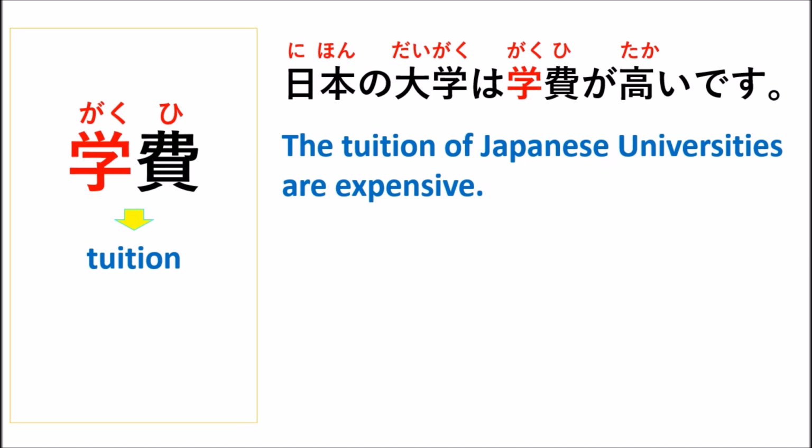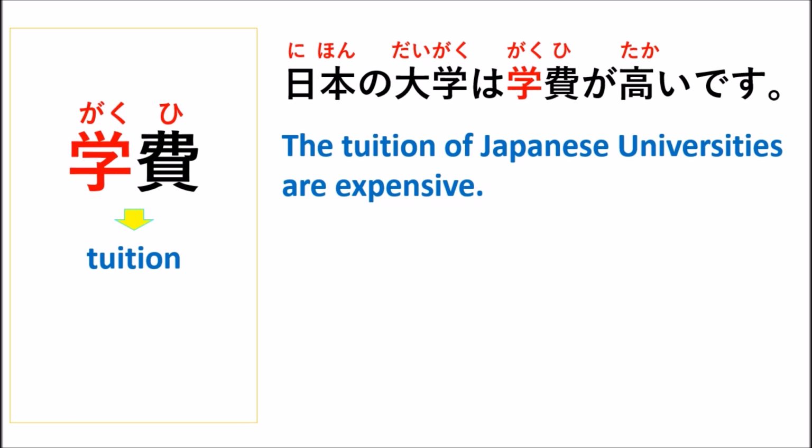Nihon no daigaku means Japanese university. Wa. Gakuhi ga takai desu. Gakuhi means the expense, the tuition. Gakuhi ga takai means the tuition is expensive. Gakuhi ga yasui means the tuition is cheap.